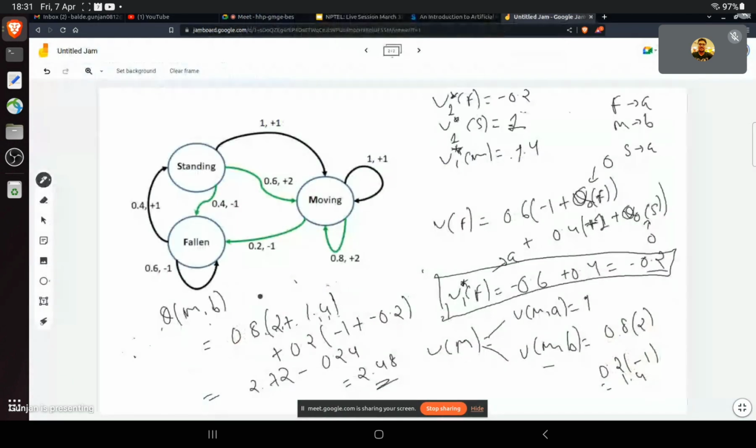That is how we did the calculation. 0.2 into minus 1 plus... Where did you get this minus 0.2? That is the value of f after doing the iteration. Okay, previous state. From here, next state. You have to refer to the previous state, which was minus 0.2, that I got. Okay.